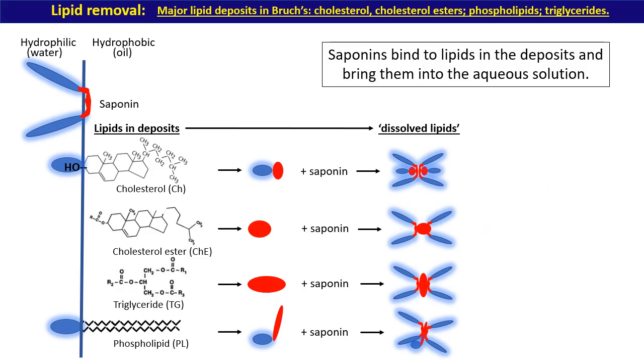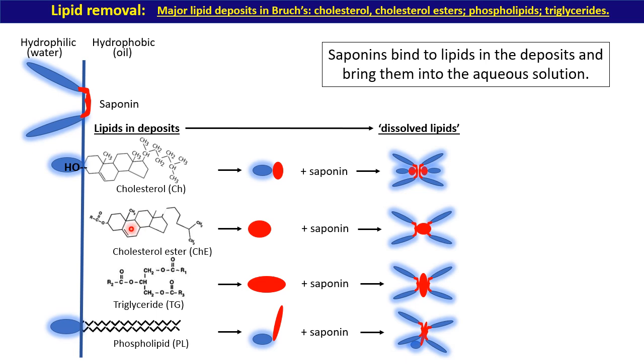Amphipathic molecules orient themselves in a specific way at an oil-water interface. Saponins will embed the hydrophobic regions in the oil phase with the sugars in the water phase. Cholesterol and phospholipids do the same. Hydrophobic lipids such as triglycerides and cholesterol esters remain entirely in the oil phase.